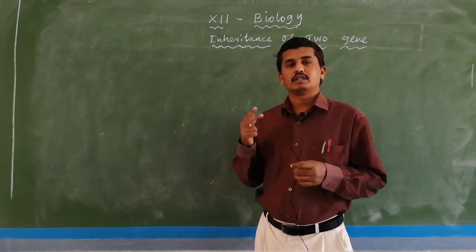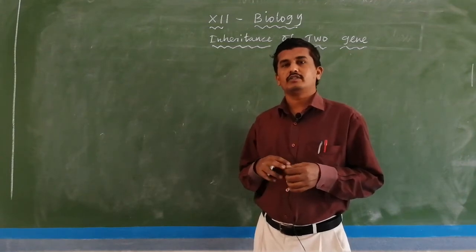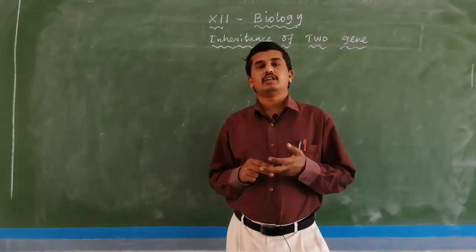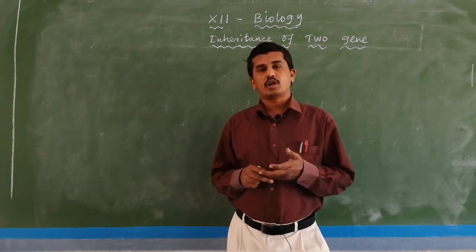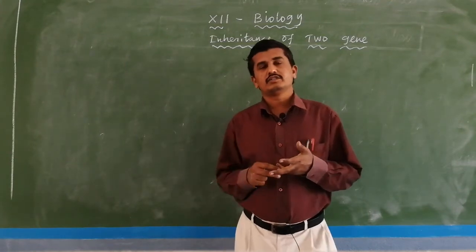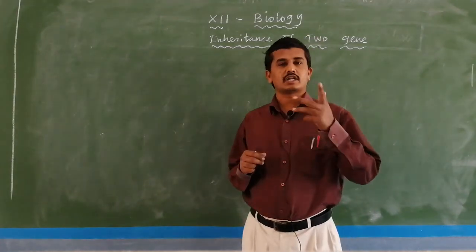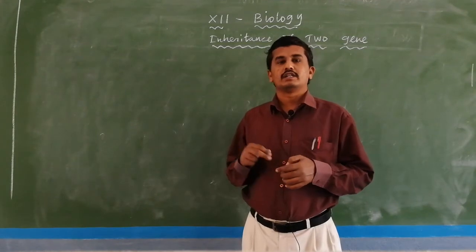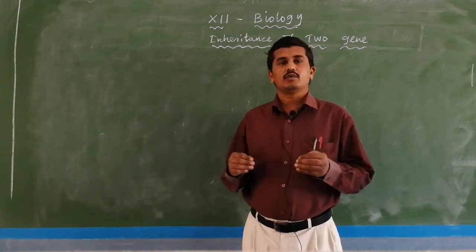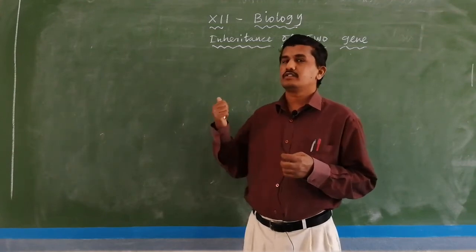Now, Mendel took two characters. For example, stem height is one character and seed shape is another character. In monohybrid cross, stem height is one cross and seed shape is another cross. But in inheritance of two genes, if height of the plant is controlled by one gene and shape of the seed is controlled by another gene, how are both the genes inherited from one generation to the next generation?